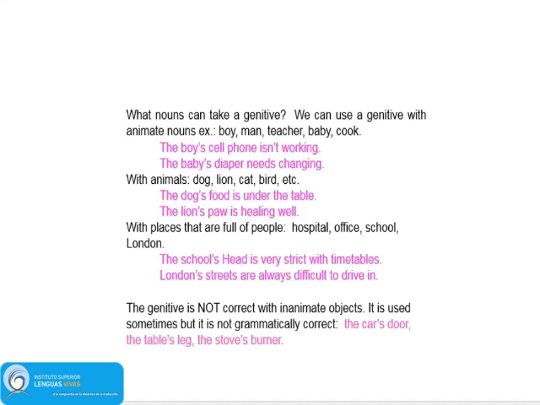The genitive is not correct with inanimate objects. It is used sometimes, but it's not grammatically correct. It is rather informal. And so we don't say the car's door, or the table's leg, or the stove's burner. Yes, we say the door of the car, the leg of the table, or the burner of the stove. So don't use the genitive with inanimate objects.